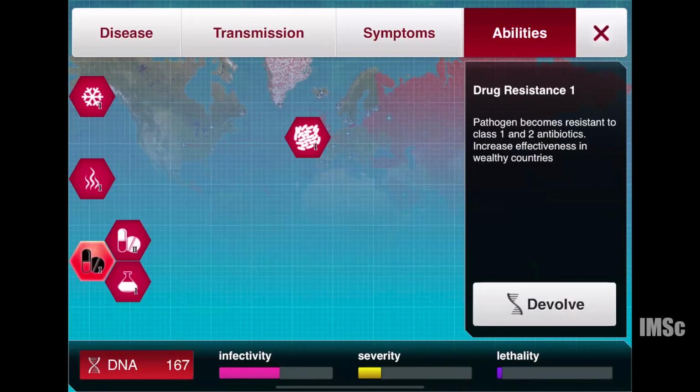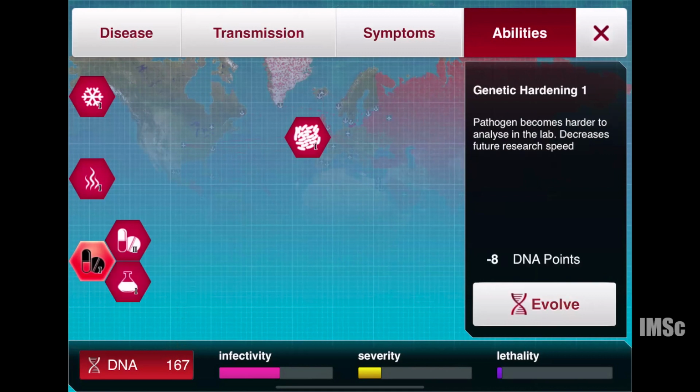Then we have the option of the pathogen becoming resistant to even more. What are the other two, one and two? So the pathogen becomes harder to analyze in the lab, which decreases future research speed. I like that one. How many of you want to go with that one?